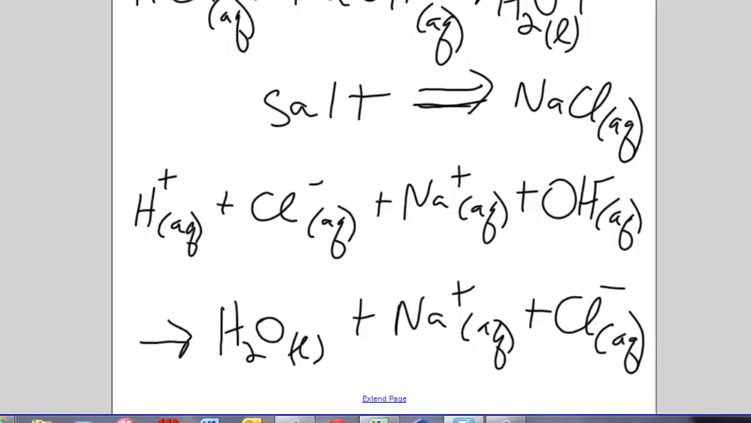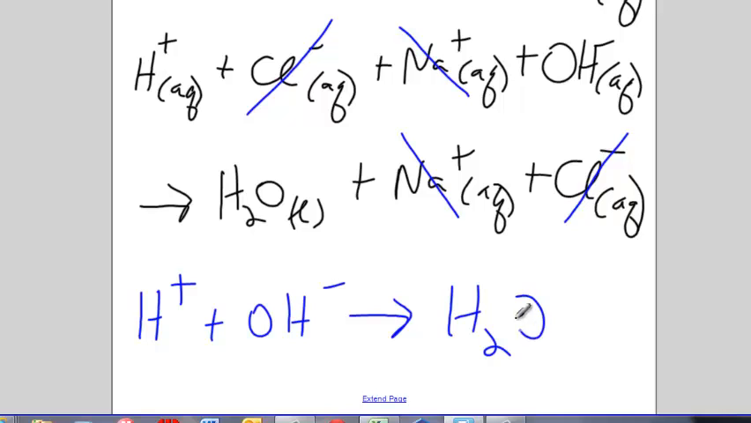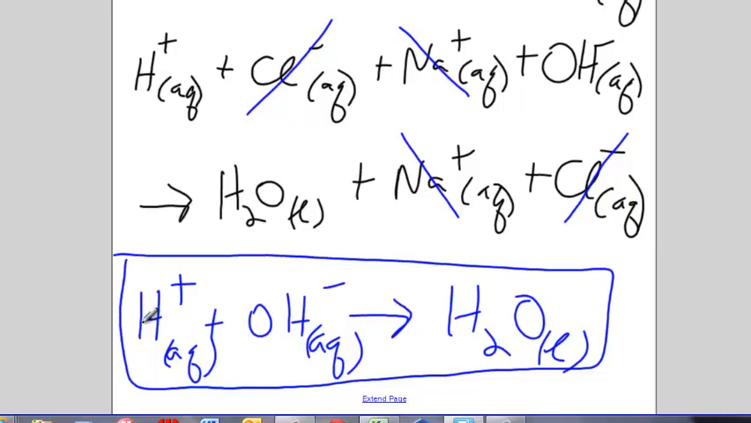Oh, look! Spectator ions. Na plus sitting there at the beginning, floating about happily. Nothing happens to it. Still there at the end. Cross it out. Cl minus. There it is, beginning, end. Hasn't changed. Bye. Now remember, they're still there. We're just ignoring them. That means my net ionic is H plus OH minus yields H2O. This one's liquid, that one's aqueous, and that one's aqueous. See this equation? H plus OH minus yields H2O.